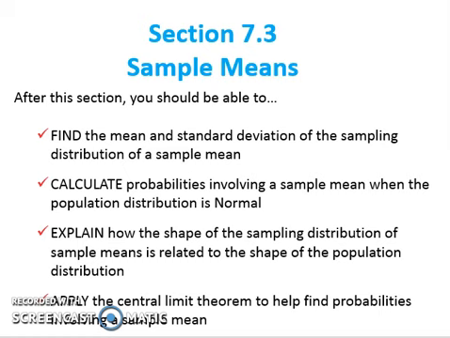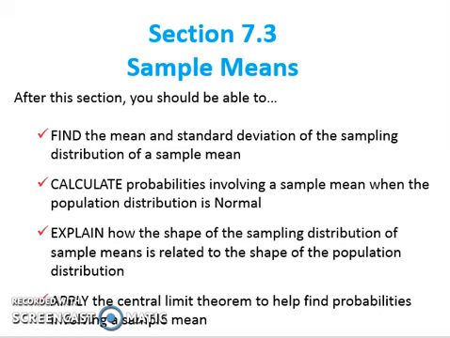By the end of this section, you should be able to find both the mean and the standard deviation of the sampling distribution of a sample mean, calculate probabilities involving a sample mean as long as the population is normal, explain how the shape of the sampling distribution of the sample mean is related to the shape of the population distribution, and then lastly, apply what's called the central limit theorem to help find probabilities involving a sample mean.